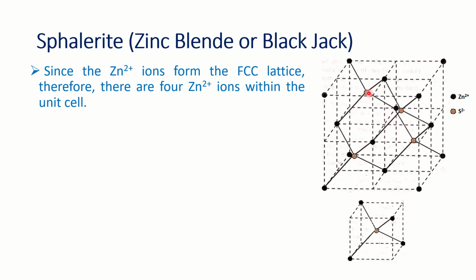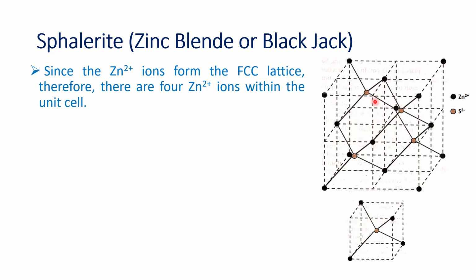Now here the sulfide ions are within the body. So since they are within the body, their contribution should be 1 for each. So 1 plus 1 plus 1 plus 1, 4 are inside. So 4 zinc and 4 sulfides, making it 4 is to 4. That is, they have 4 formula units within one unit cell.